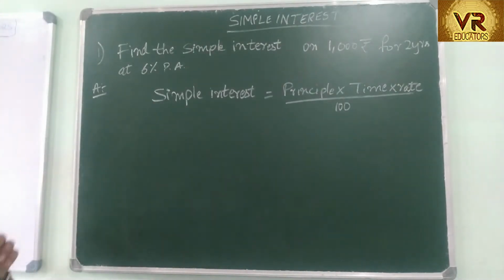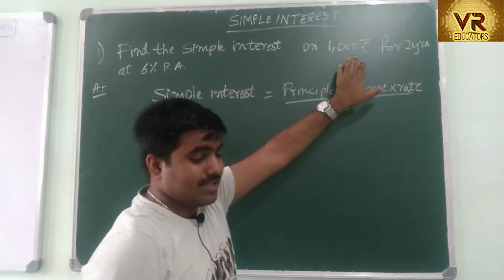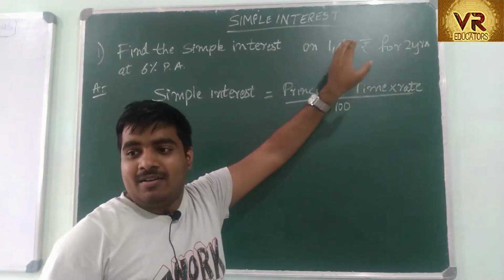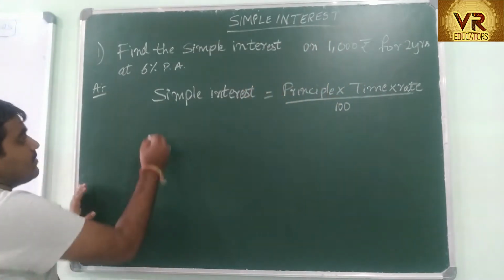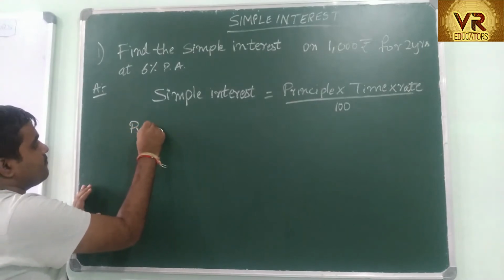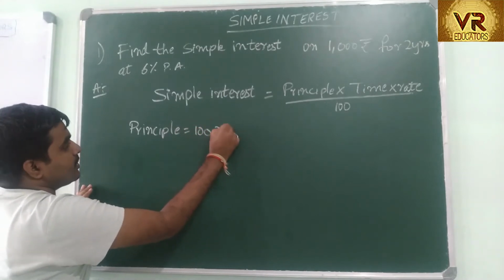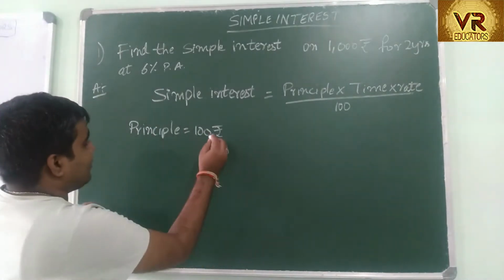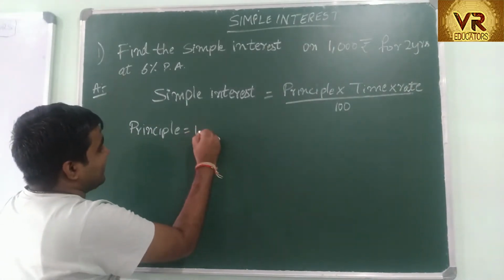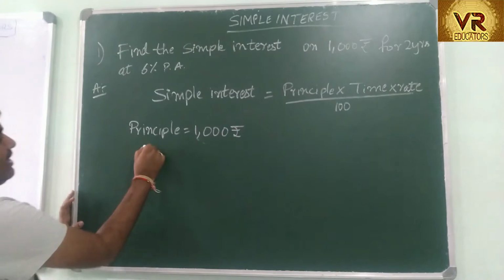So principal is the amount which we have taken as a loan. Here in this question, find the simple interest on 1000 rupees. So this 1000 rupees is the loan which is taken. So 1000 rupees is the principal amount, and time is 2 years.